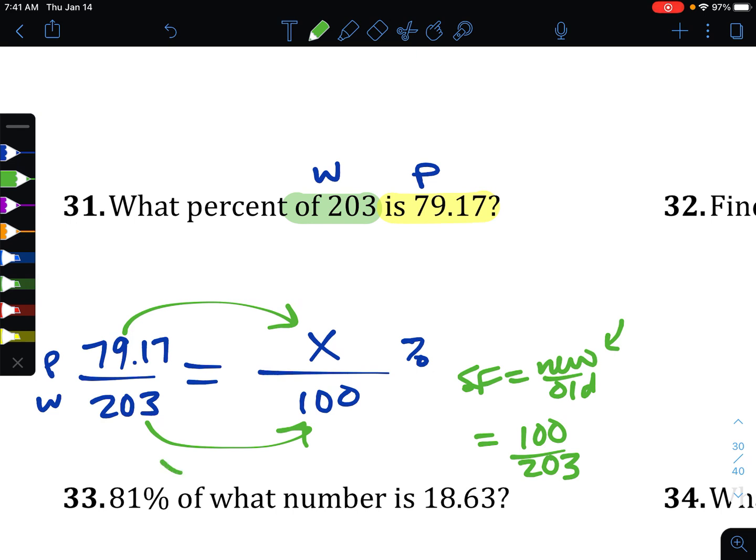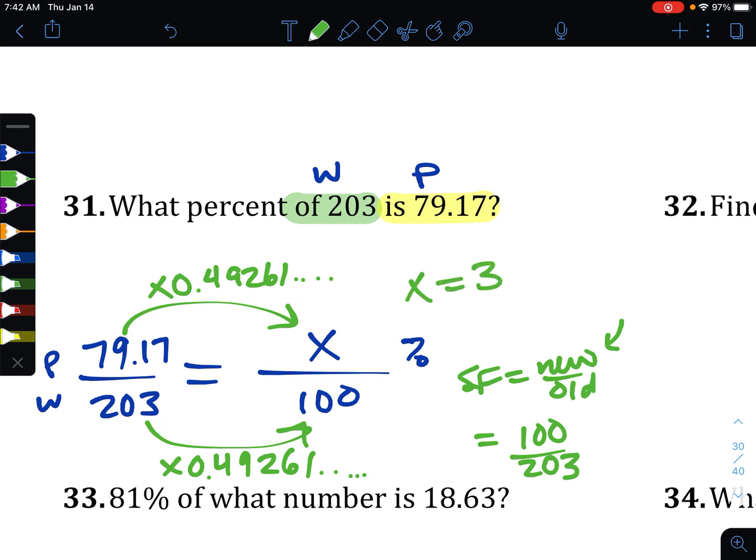So it's 0.49 and a bunch of digits after that, 2, 6, 1, and so on. I'm going to leave that on my calculator, but only write down part of it. You don't write down the whole thing, but I'm going to keep it on my calculator. I'm going to do the same thing to the top. While it's still on my calculator screen, I'm just going to hit the times button with that number on the screen, and it's going to copy it for my next calculation. So I'm going to use that number times 79.17, and that'll get us to x. In this case, I got x equals 39.